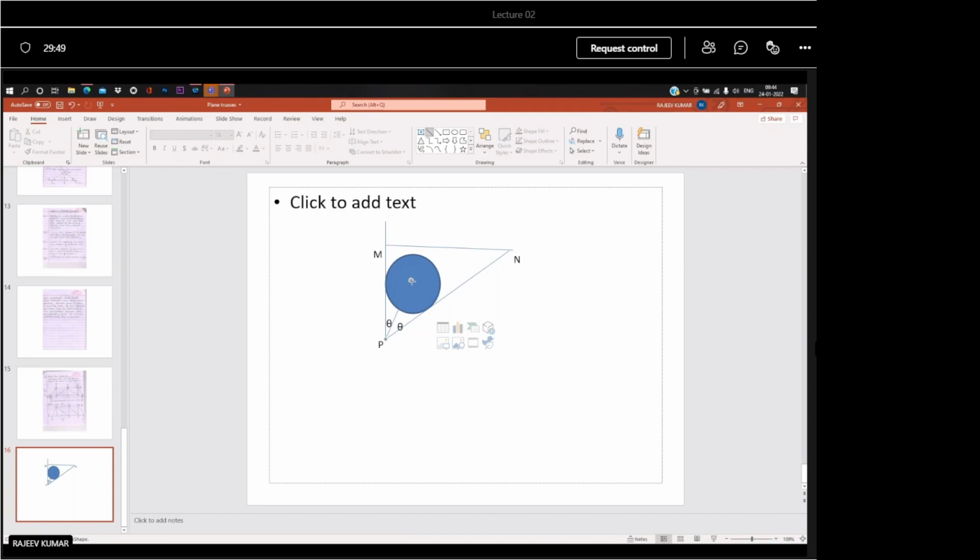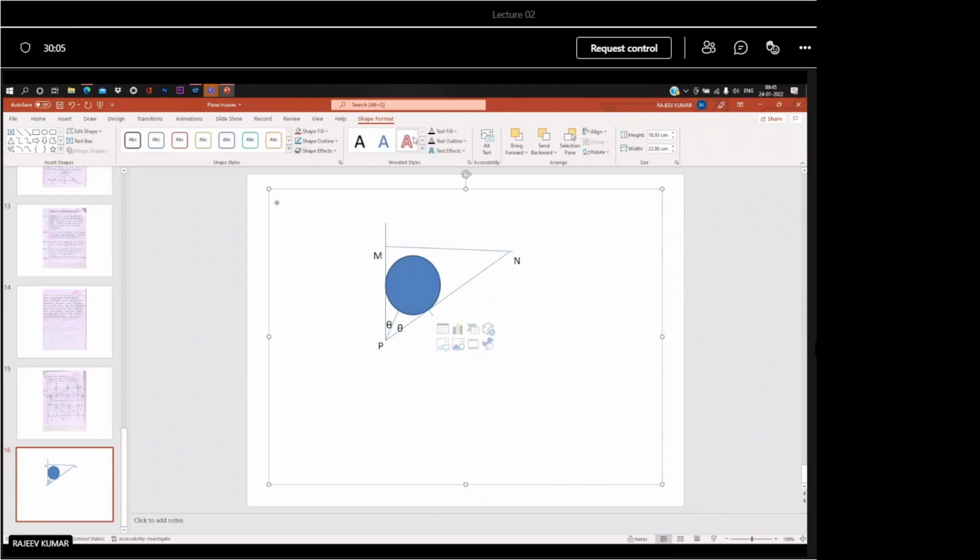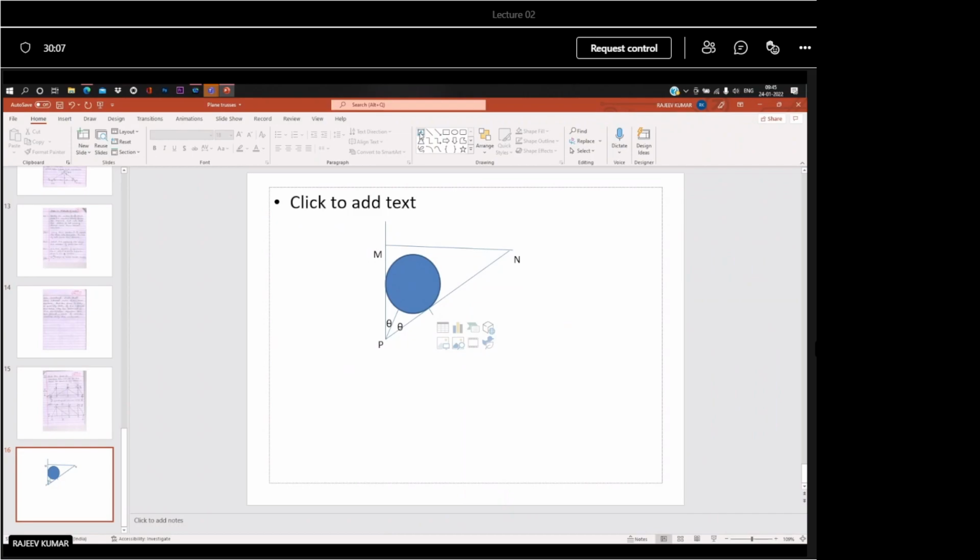So this is the center. From center, you draw a line. I am showing here. You draw this line from the center and write that point is, give some name J. This is line J.